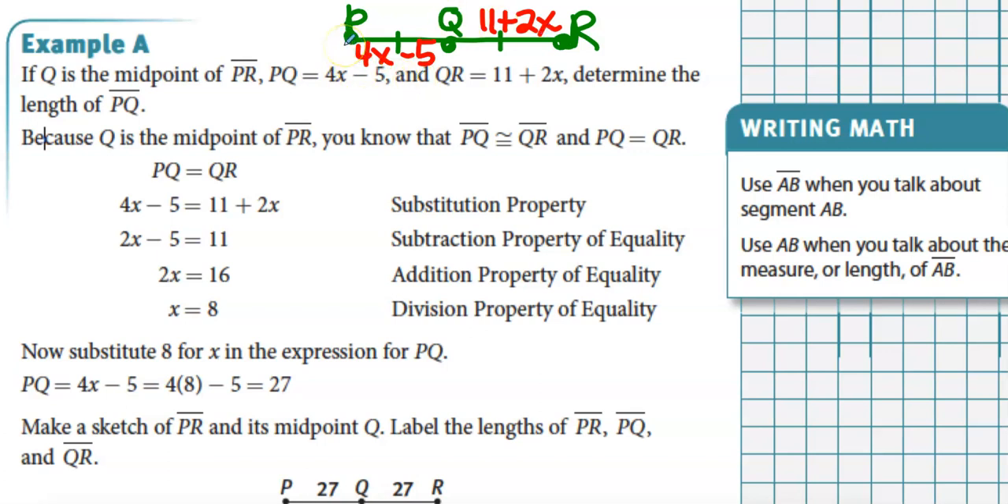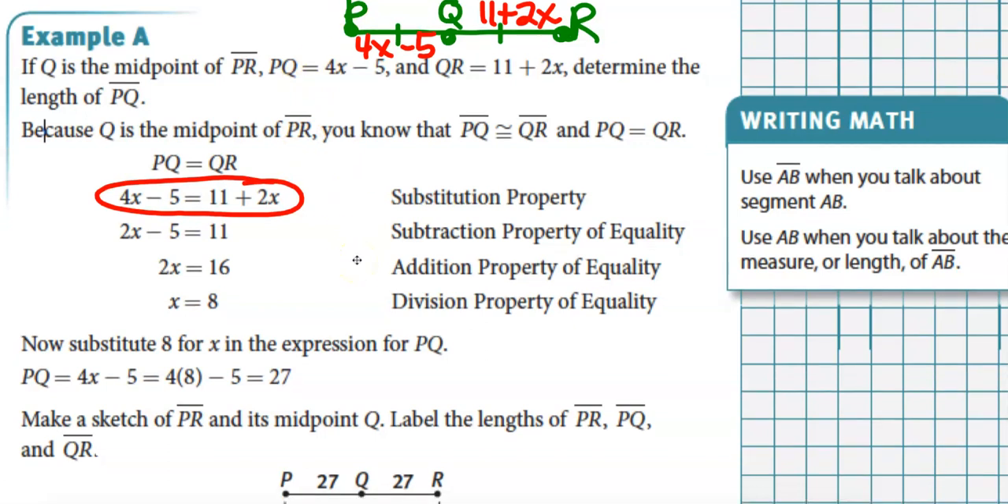But I have no idea what the entire whole thing is, so I can't use my segment addition postulate of part plus part equals whole. So with midpoint, since I know they're congruent, I know they're equal, I can go ahead and just set those two equations equal. Okay? Once you solve that equation, they subtracted 2x first, and then they added 5, and then they got 8. Okay? So that's how you find the variable of x equals 8.